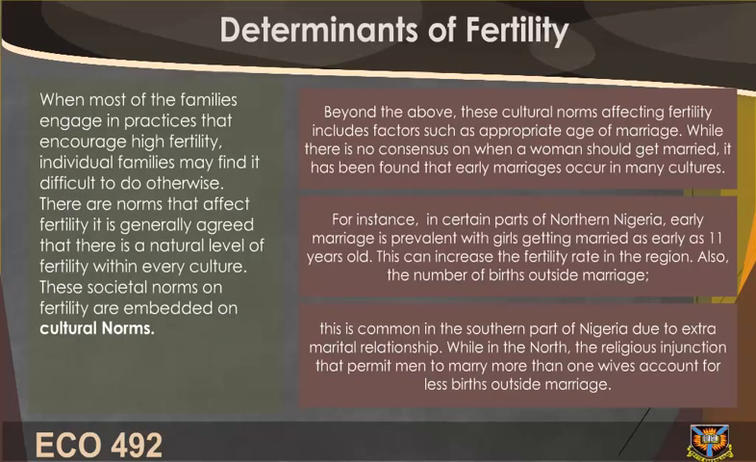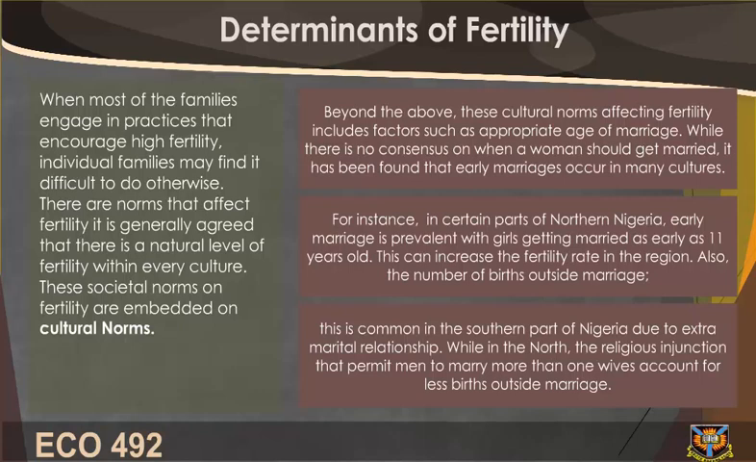When most of the families engage in practices that encourage high fertility, individual families may find it difficult to do otherwise. There are norms that affect fertility. It is generally agreed that there is a natural level of fertility within every culture. These societal norms of fertility are embedded in cultural norms. Beyond the above, these cultural norms affecting fertility include factors such as the appropriate age of marriage.